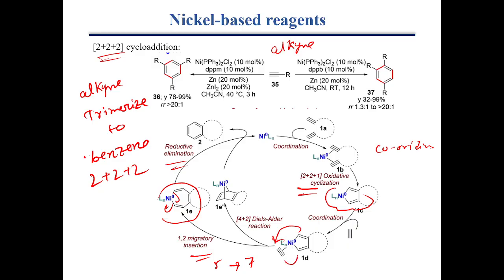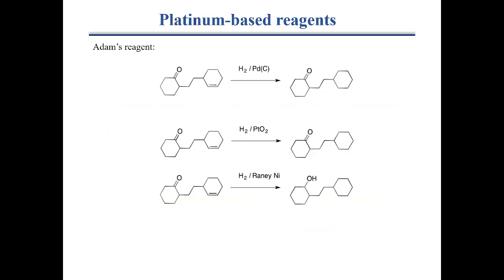This will first react, this will go and this will react, giving the 4 plus 2 type of cycloaddition. So after that, this nickel bridge ring breaks, this will go, this will go, and giving this benzene ring. So this is the 2 plus 2 plus 2 cycloaddition reaction.